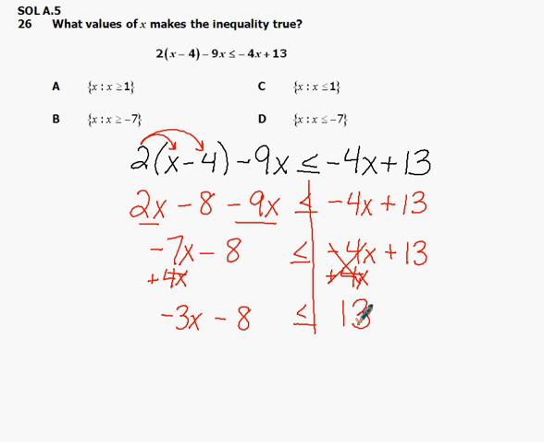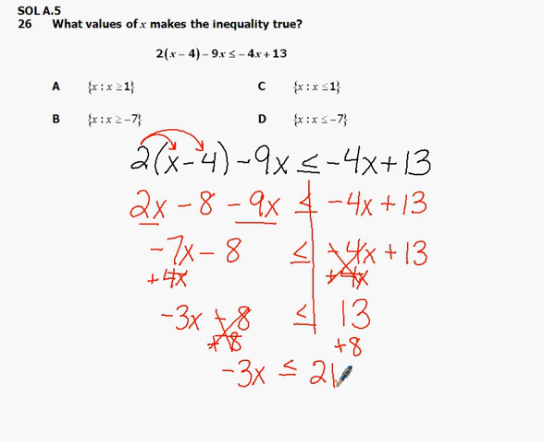Now the goal is to get x by itself, and the first thing I have to do is get rid of the minus 8, and the way we get rid of subtraction is by adding. And then, of course, whatever we do to one side, we have to do to the other. So now my 8s are gone from the left-hand side. I have negative 3x is less than or equal to 21.